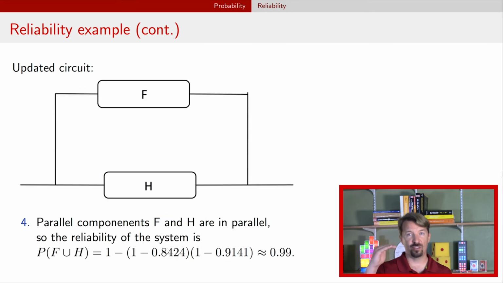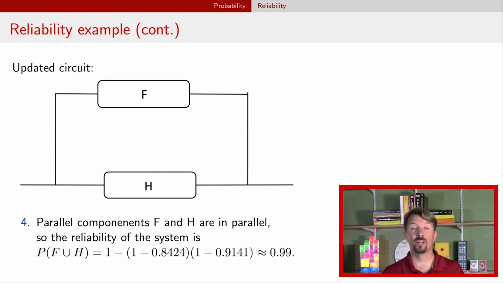Now we have 2 components, F and H, and they're in a parallel configuration. So we use the parallel formula, which is 1 minus the product of 1 minus their individual component reliabilities. We have the formula there, and it turns out that overall the reliability of the entire system is around 0.99. One thing I want to comment on is that as you're doing these calculations, you should keep all the significant digits, but then at the very end, round to something reasonable. In this case, 2 digits seemed pretty reasonable.